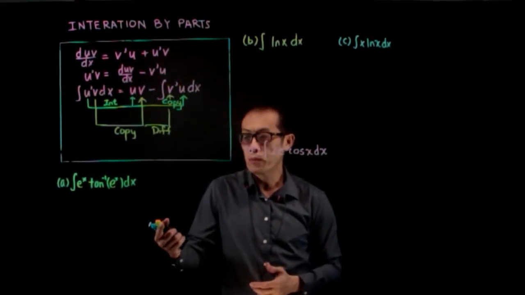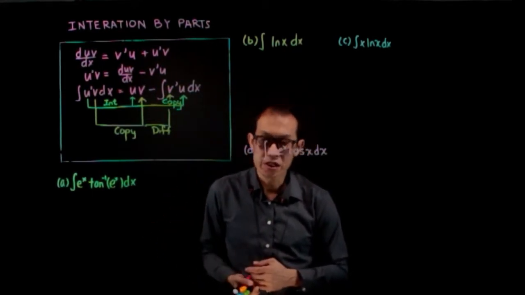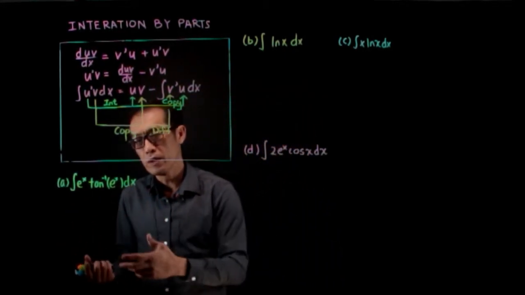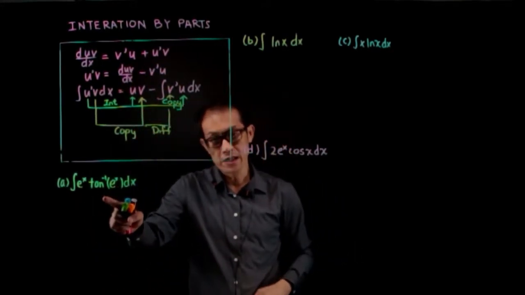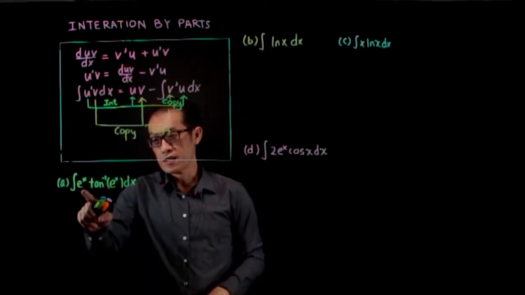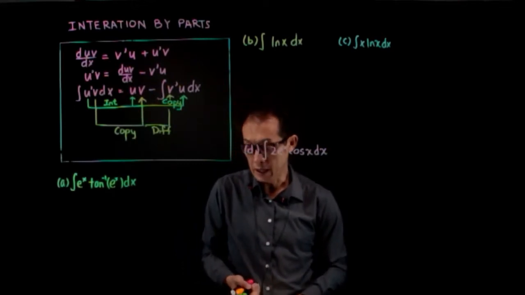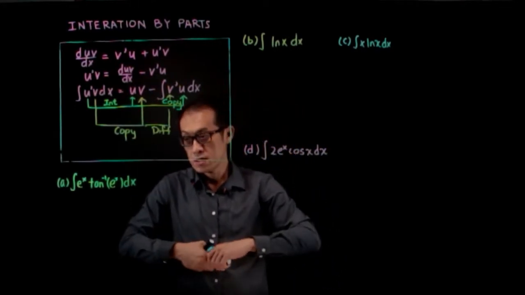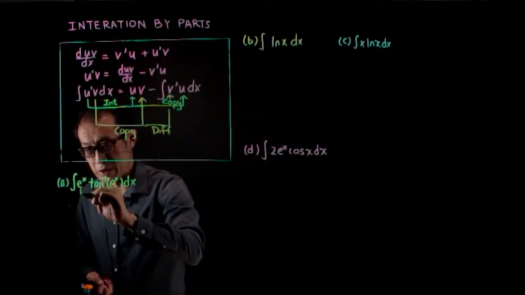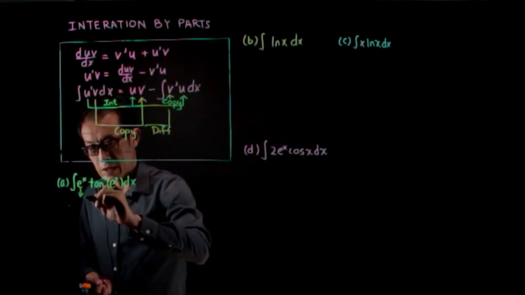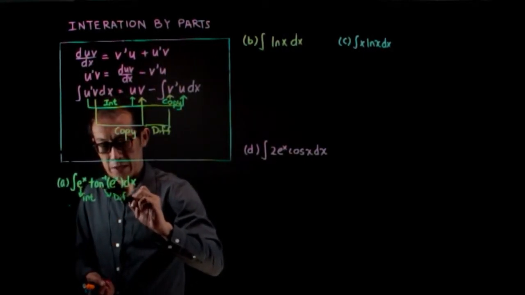So you look at it, tangent inverse x is not in the formula sheet. We can differentiate tangent inverse x, but there's no formula for you to integrate it. But can we differentiate this? Yes, it's very easy to differentiate. And can we integrate e to the power x? Yes, we can. So let's try to do it this way. This one we choose to integrate, and this one we choose to differentiate.